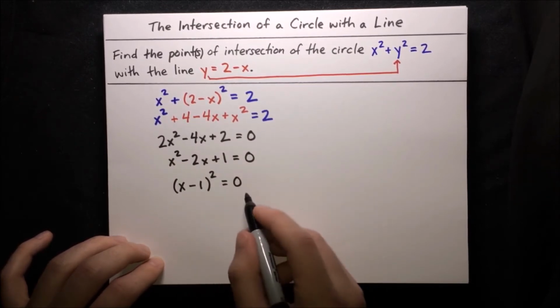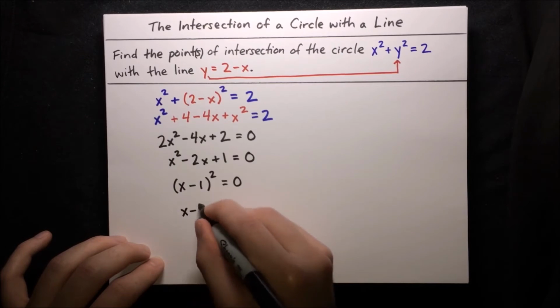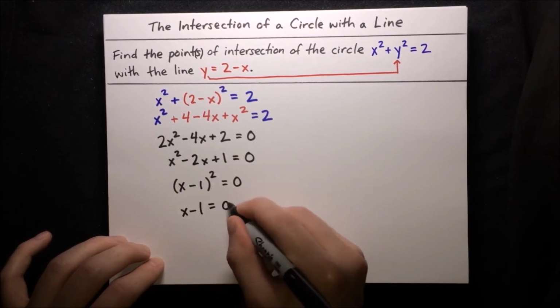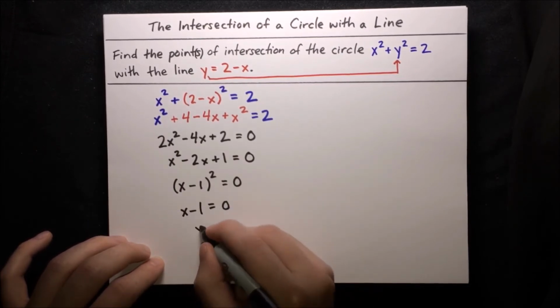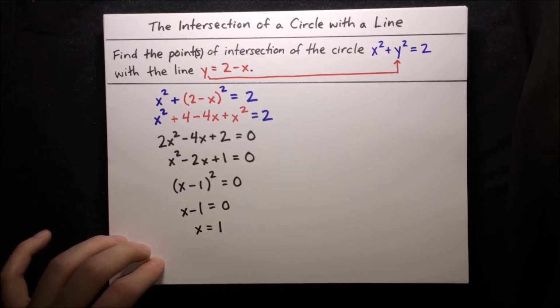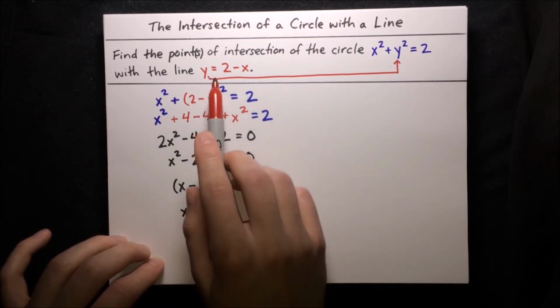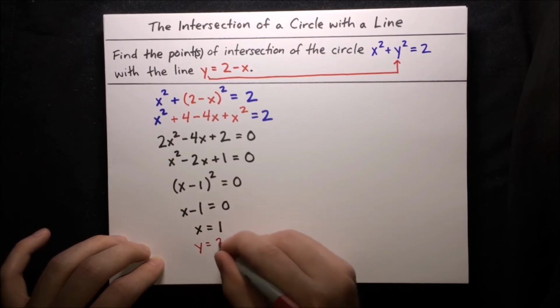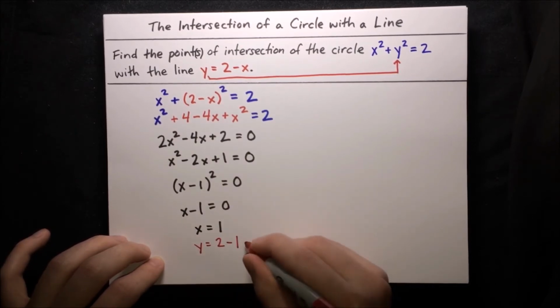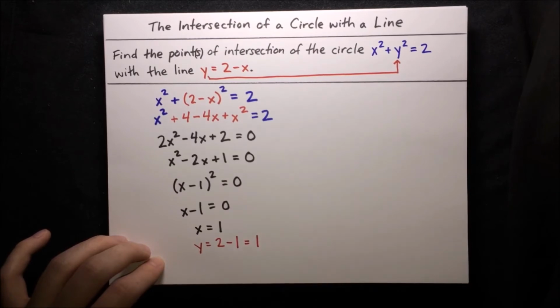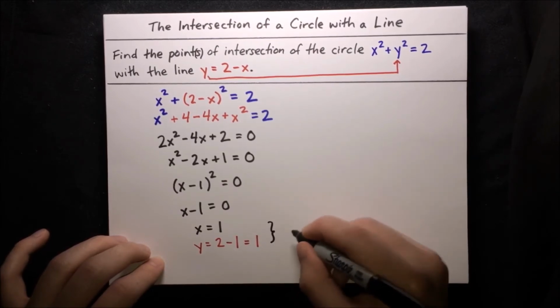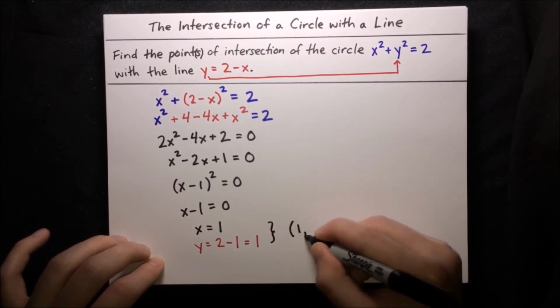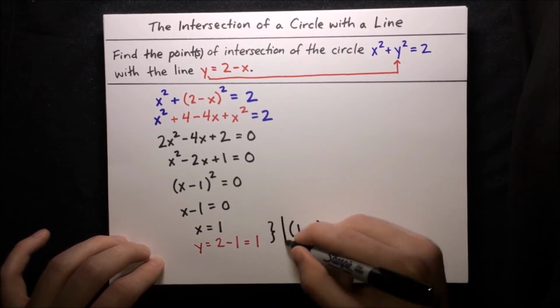Take the square root of both sides to get x minus 1 is equal to 0. Square root of 0 is just 0. So x equals 1. So there's our x coordinate, and to find the y coordinate, we can just go ahead and substitute this value of x back into the equation for y. y equals 2 minus x, so y equals 2 minus 1, which is also equal to 1. So putting this together, we have a single point of intersection. x is 1, y is 1.